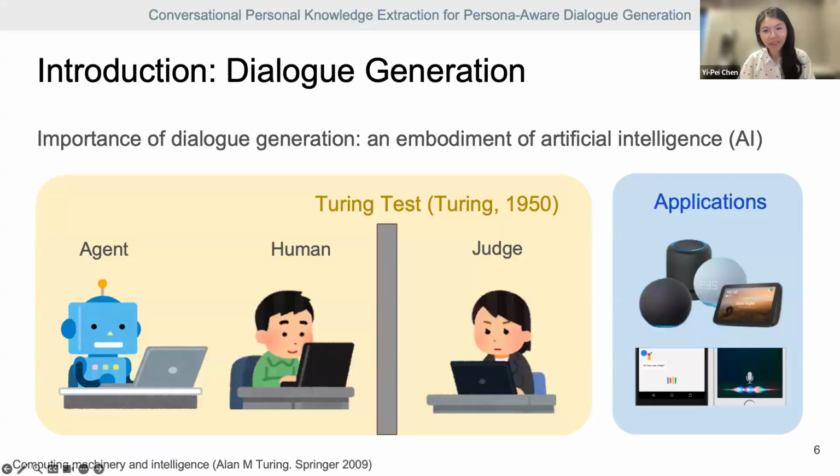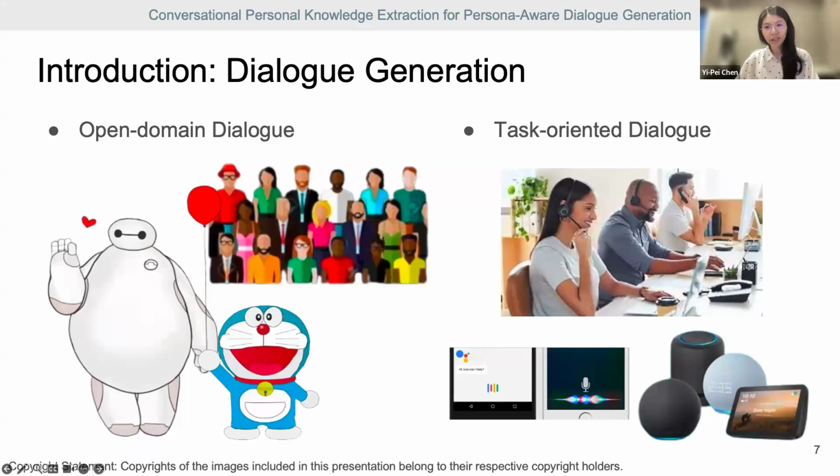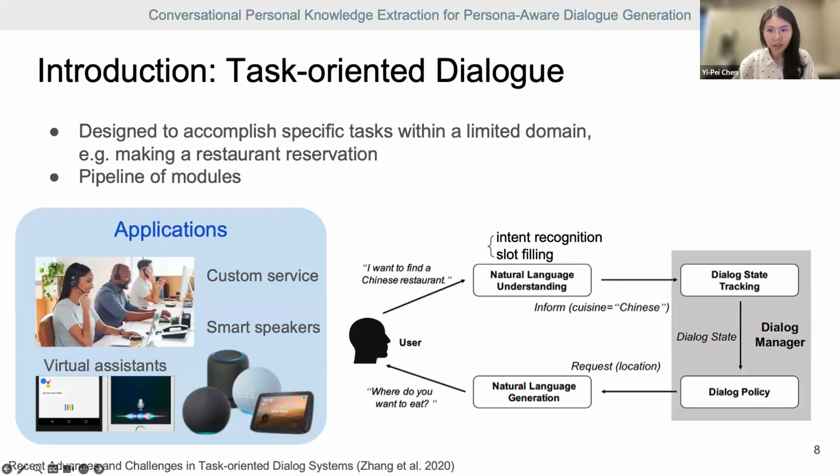Okay, so let me start with some basic background of dialogue generation. Depending on whether there is a specific goal for the dialogue system to accomplish, dialogue generation can be categorized into two main types, task-oriented dialogue and open domain dialogue. Task-oriented dialogues are designed to accomplish specific tasks within a certain domain. They are often used in scenarios with a clear goal, such as making a restaurant reservation or booking a flight. Most of these task-oriented dialogue systems rely on pipeline systems, containing several modules to keep track of the conversation progress until they finish the goal.